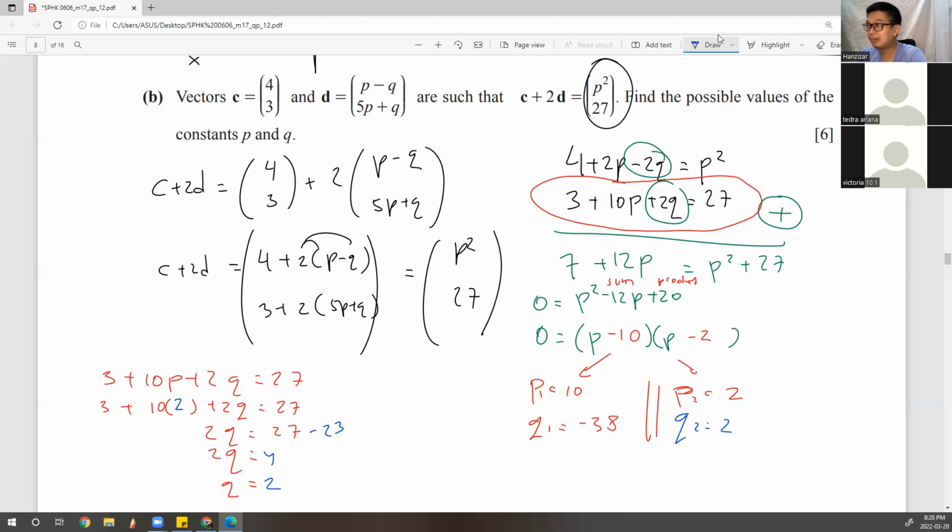So the possible values of the constants P and Q. So first possibilities is 10 and negative 38 for P comma Q, or 2 comma 2 for P comma Q. It's not X and Y, but it's still okay.